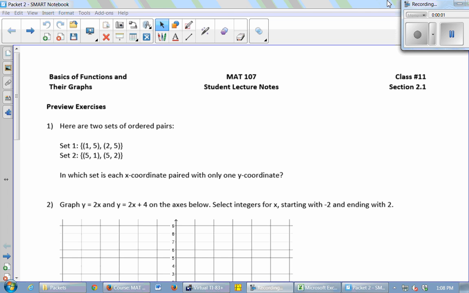Okay, so we have some preview exercises to start with, so I'm going to have you get started with those. Just take 10-15 minutes, and then we'll come back together and discuss.